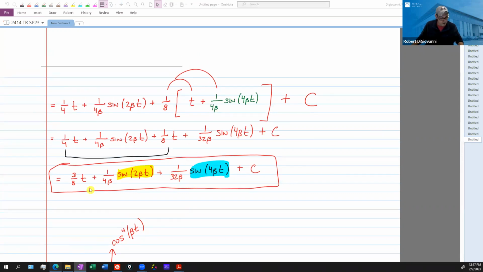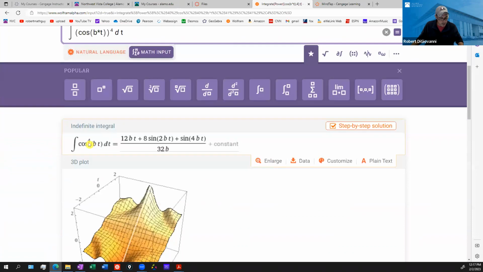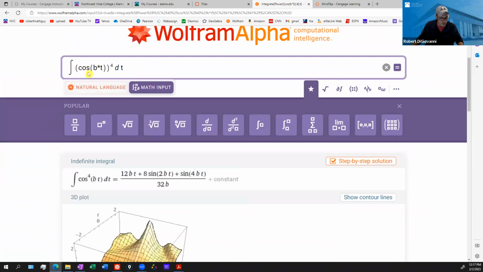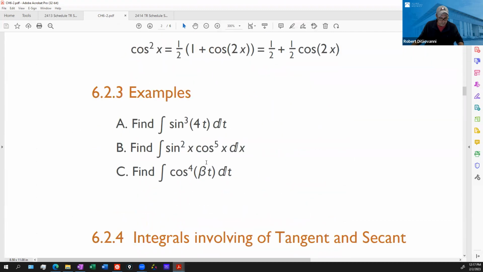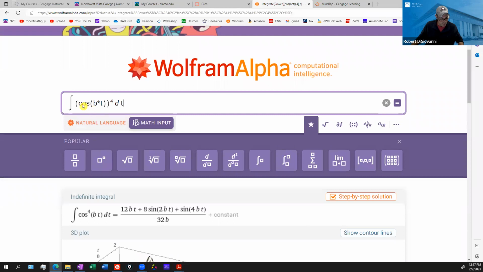Maybe even as simple as, let me do, what did we do? The first problem we did was, what was it? Cosine. Hold on. The first problem we did was sine cubed 4t. Let's just see what it does. So I'm going to say sine cubed 4t.